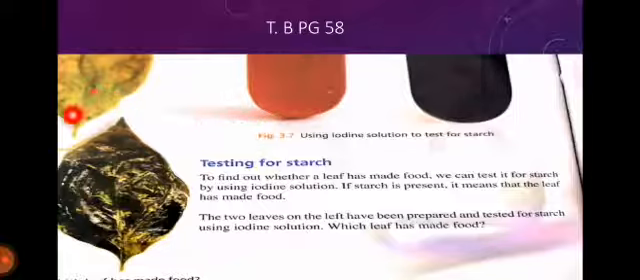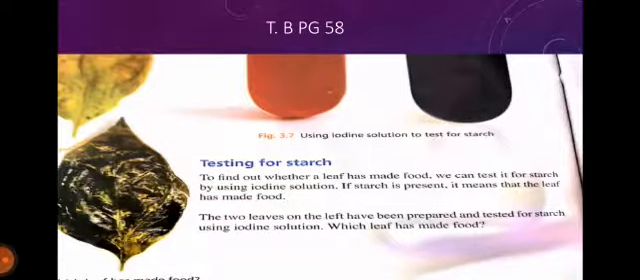But let's first of all see here in this leaf, when an iodine solution was dropped on this leaf, it does not change its color. It means that this leaf has not made glucose and it has no starch in it. Whereas when you look at this leaf, it has changed its color at certain points. This shows that this leaf has starch in it. So when we applied iodine solution on this leaf, it changed its color.